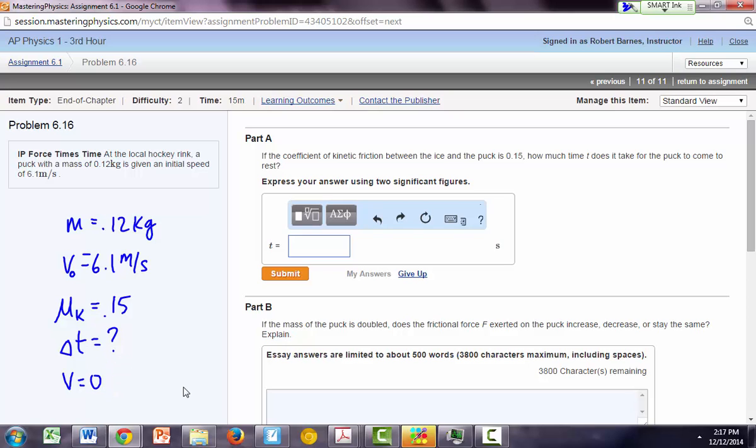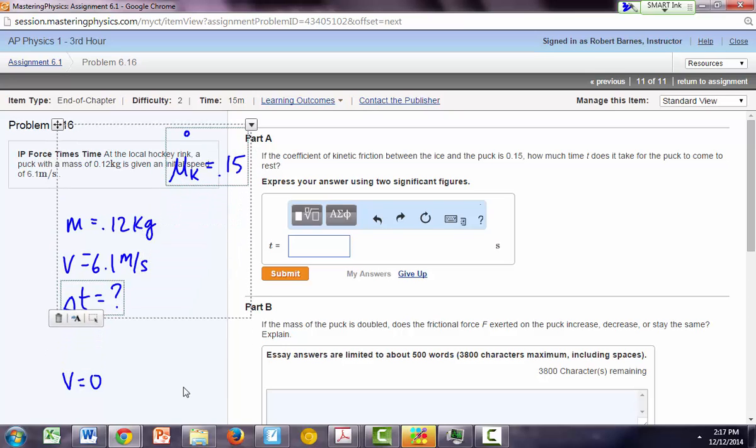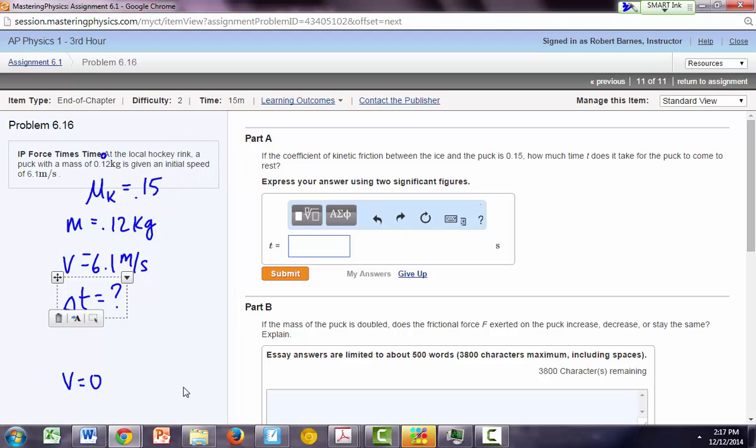Final velocity is 0. So this is kind of a kinematics problem. The reason I'm moving these is so that you can see, one at a time, that these three things are kinematics quantities. I could solve for the time if I only knew acceleration, right?